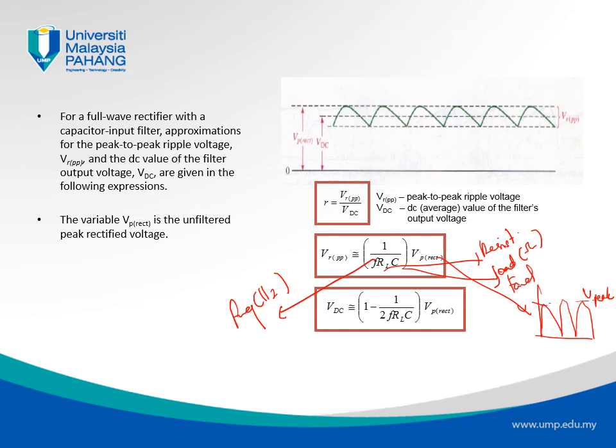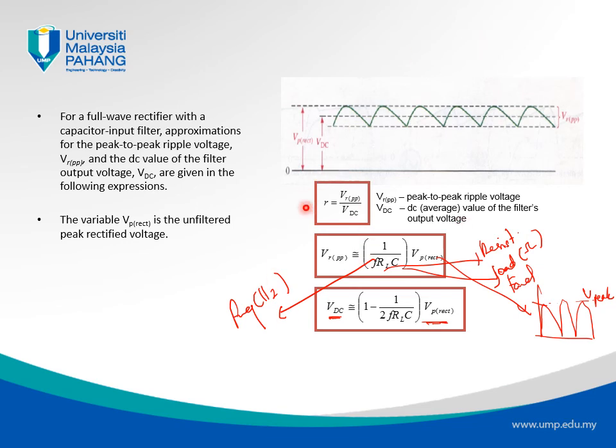And the average DC voltage can be calculated, approximated to 1 minus 1 over 2 multiplied by F multiplied by RL multiplied by C, and all multiplied by, again, the unfiltered peak rectified voltage, right? So what can we conclude here? One thing that we can conclude is that the objective is always to reduce the ripple.